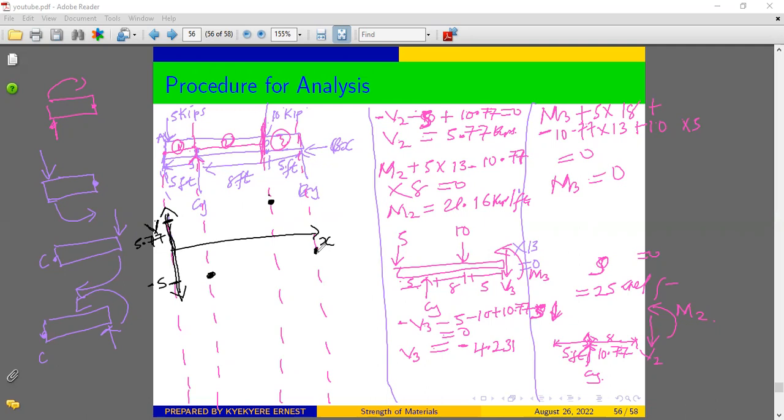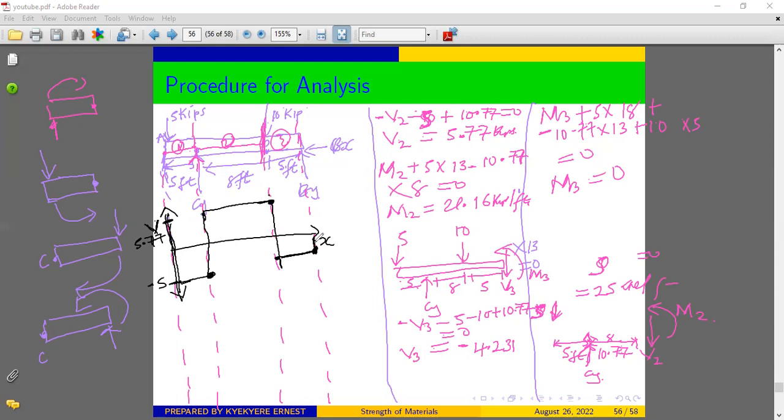Good. So once you are done with that, it means that this one is a straight line we just joined. So negative 5 is a straight line. Then this is a point of discontinuity. So we move upwards up to this point. This is a point of discontinuity. You also come down, we join to this, and we move up like that. And this is our shear force diagram.